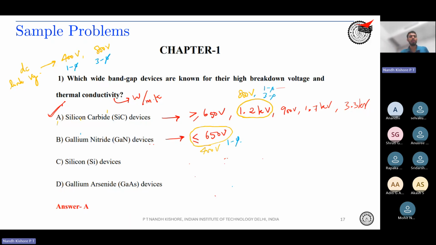Make sense, right? The question was not about these, they are just some extra stuff that is good to know, but the idea is that for high breakdown voltage and thermal conductivity, go for silicon carbide.